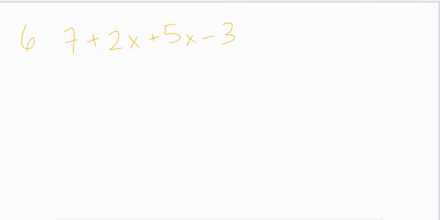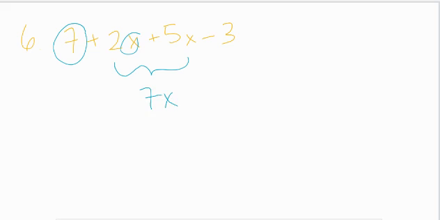Moving on to our last problem. Here we have a mix of variables and constants. So your variable is x, and your constant is a number like 7 or 3. It's something that is not changing. So let's start with the variable portion of this problem. We know that 2 plus 5 is 7. So 2x plus 5x must equal 7x.